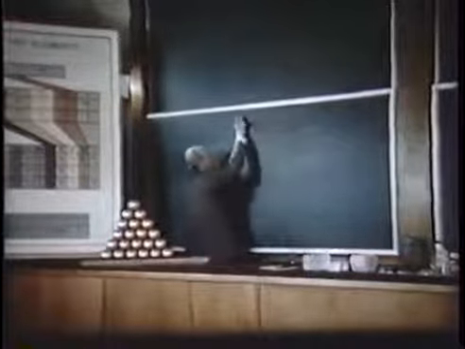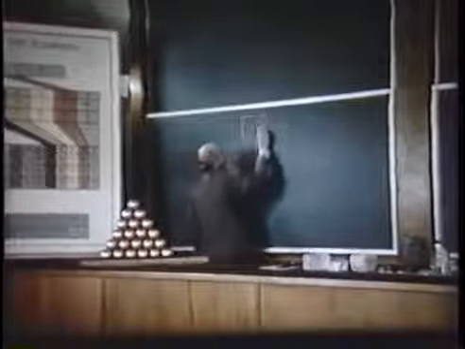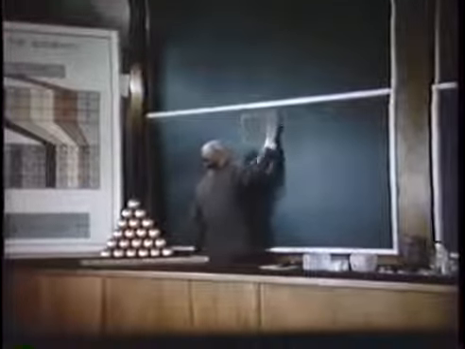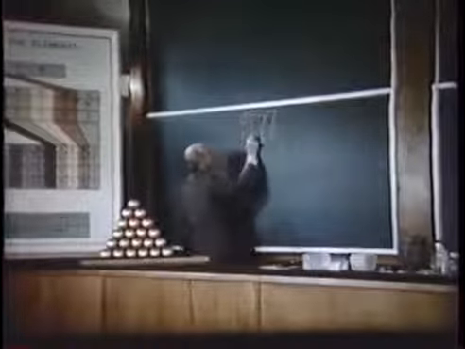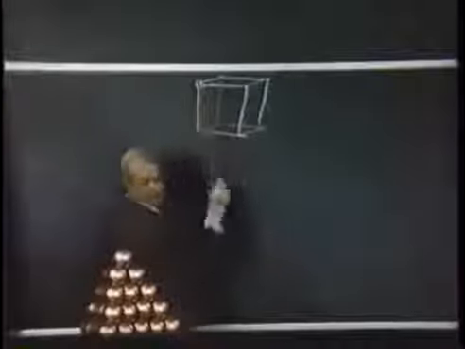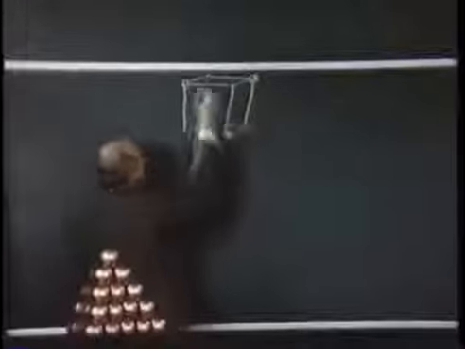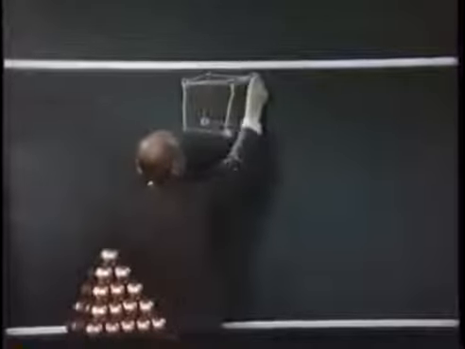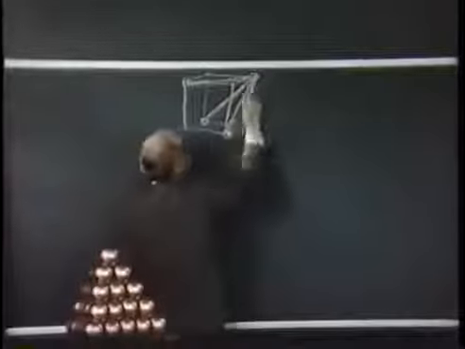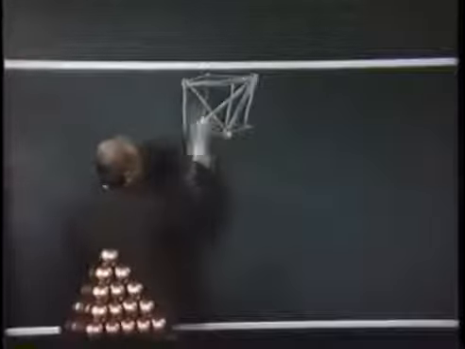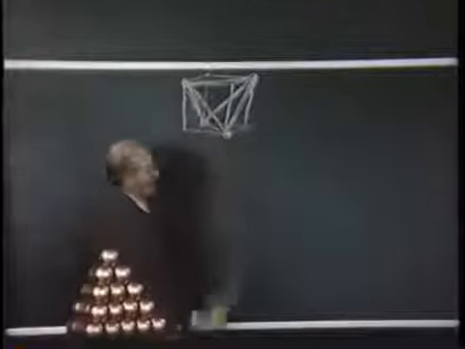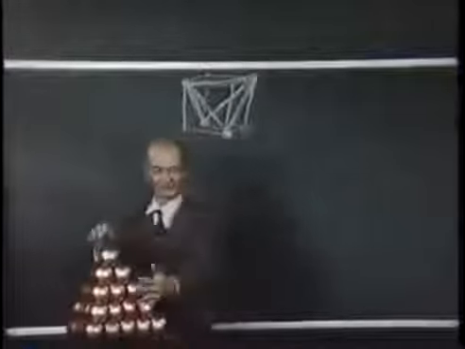Here we have a representation of a cube. If I now connect the corners that are not adjacent to one another, I can connect these corners with one another, and in this way get a drawing of a tetrahedron in a different orientation from this one.